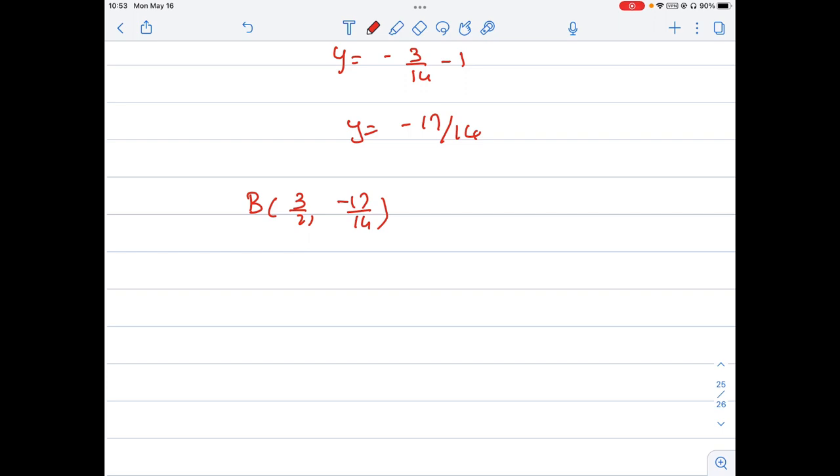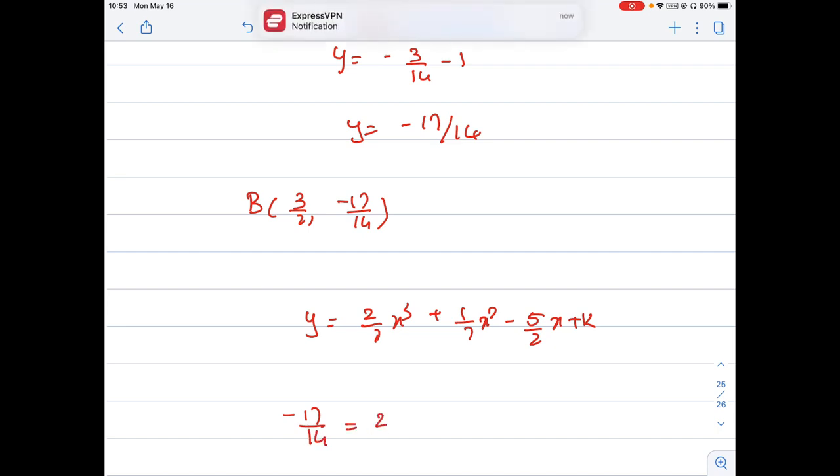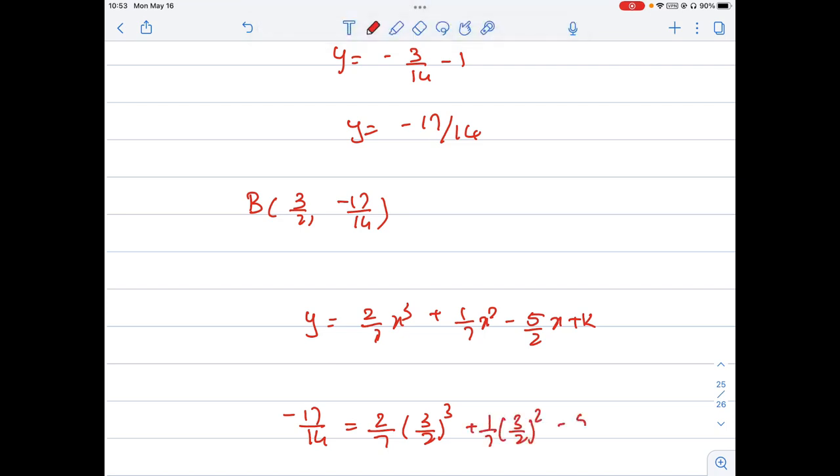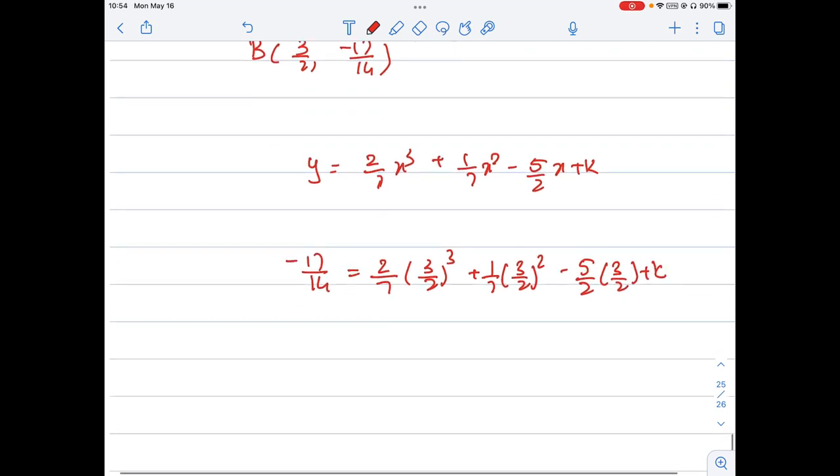So we know the equation of the curve was given as y equals 2 upon 7x cube plus 1 upon 7x square minus 5 upon 2x plus k. Now plug in this value of B there so that you should be able to get the value of k. So minus 17 upon 14 equals 2 upon 7 times 3 upon 2 whole cube plus 1 upon 7 times 3 upon 2 whole square minus 5 upon 2 times 3 upon 2 plus k. So directly I'm writing it out. The k value should be equal to 5 upon 4. That's going to be the answer.